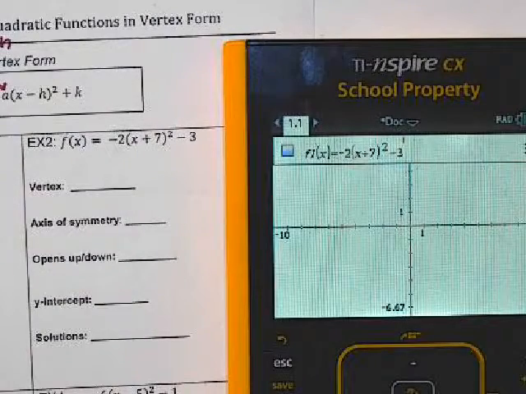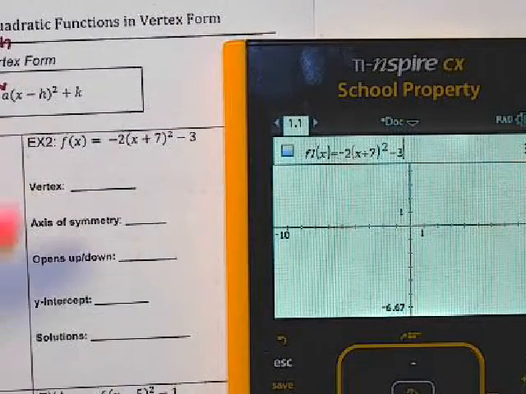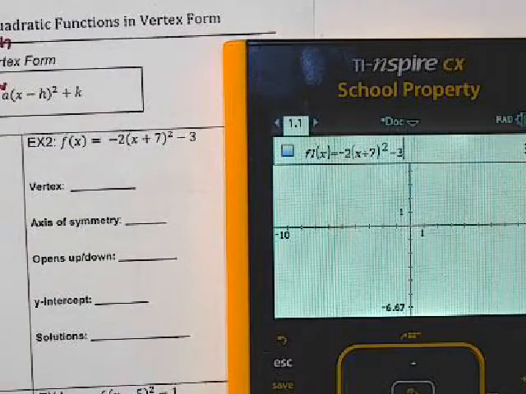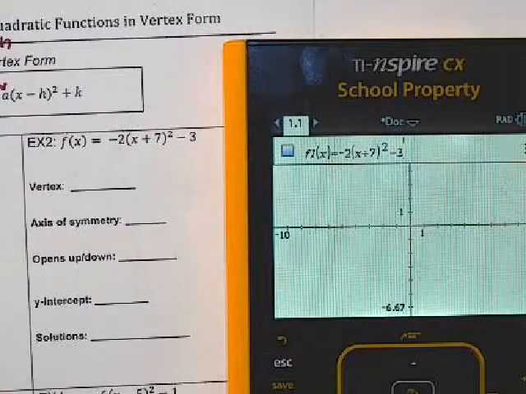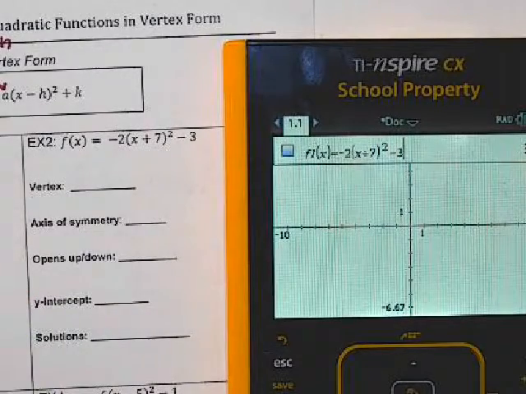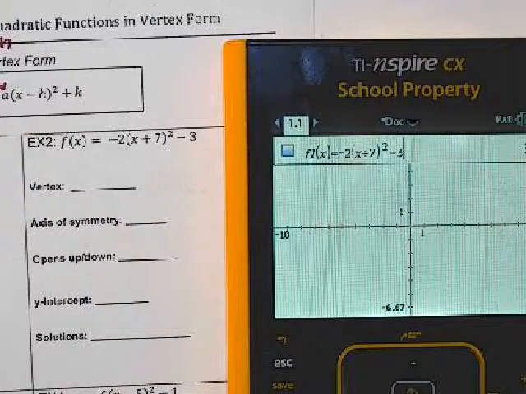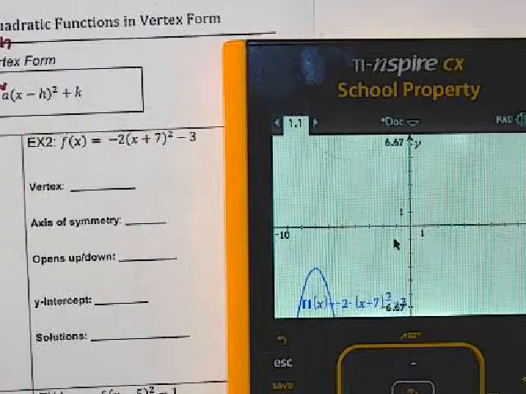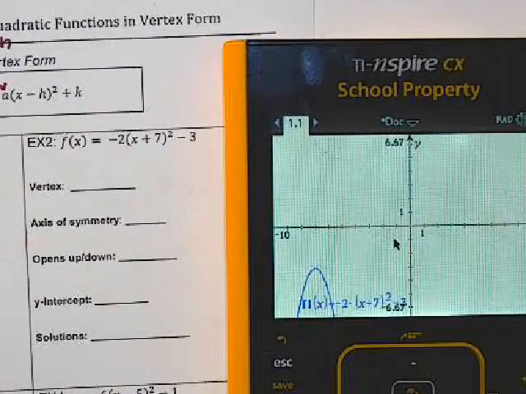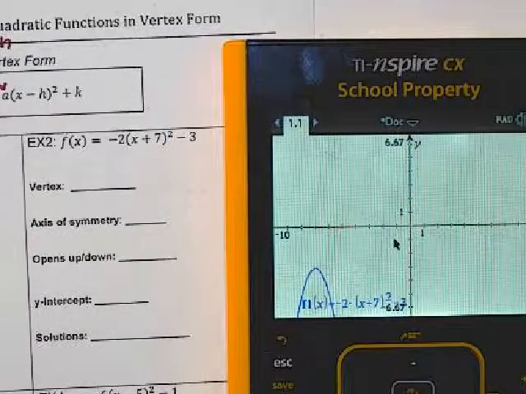Okay, so you could technically answer some of these questions without graphing it, but I'm just going to graph it to make sure that I get my answers right. Why would I not do that? I'm going to have to graph it anyways for the y-intercept and the solution. So once you get it plugged in, hit enter. I'm going to answer these questions, but not in order.